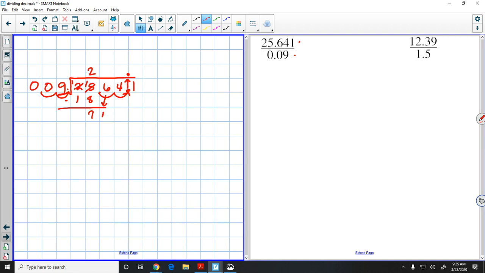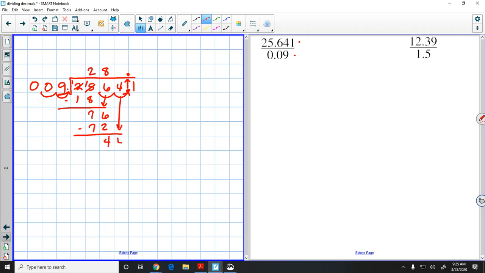15 minus 8 is 7. Bring down my 6. How many times will 9 go into 76? If you don't know, use your fingers trick, okay? 9 times 6 is 54. 9 times 7 is 63. 9 times 8 is 72. 9 times 9 is 81, and 81 is too big. So it looks like we're going to have to go with 9 times 8 is 72. I'm going to subtract and get 4.